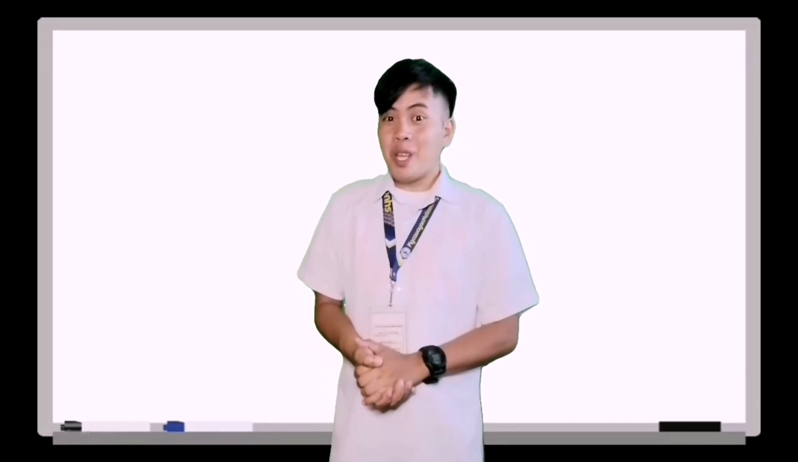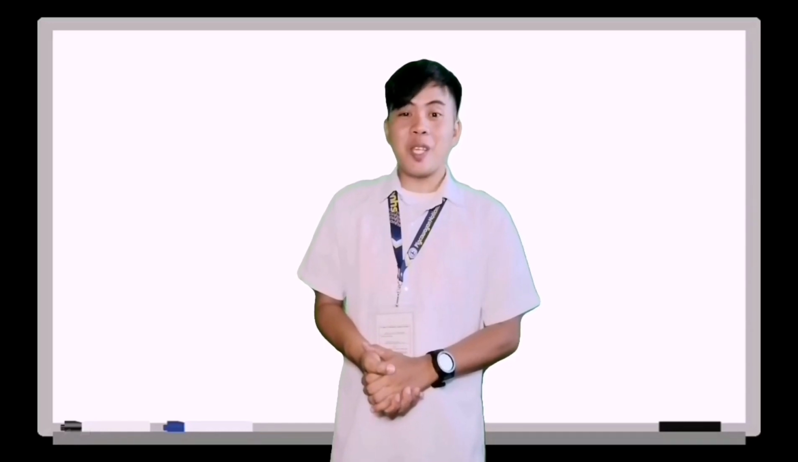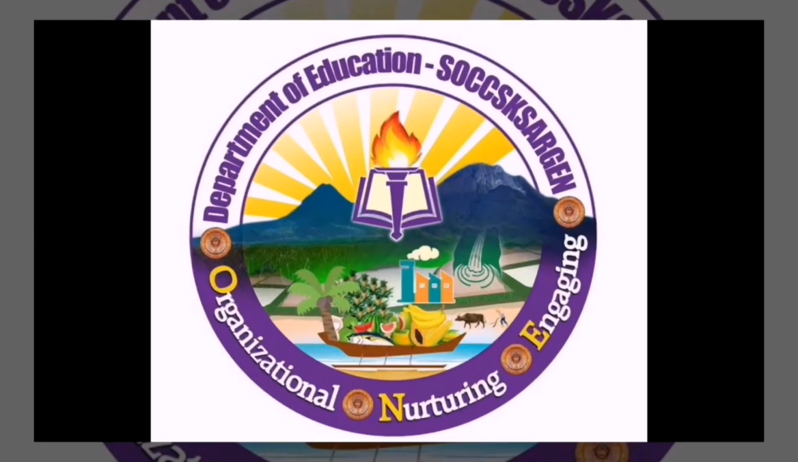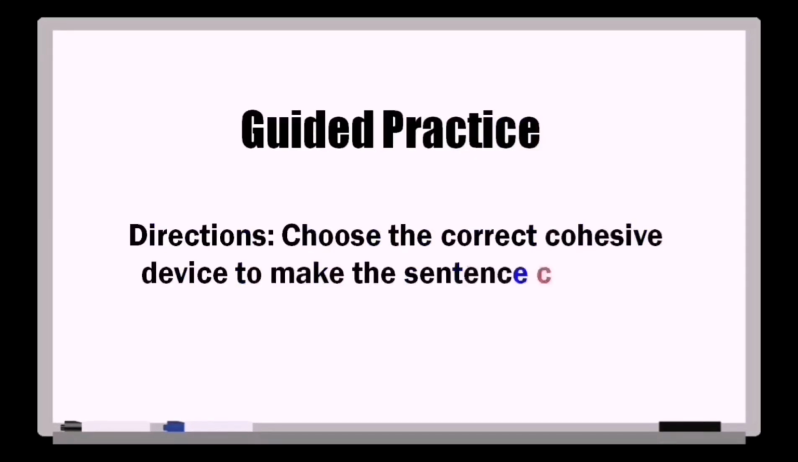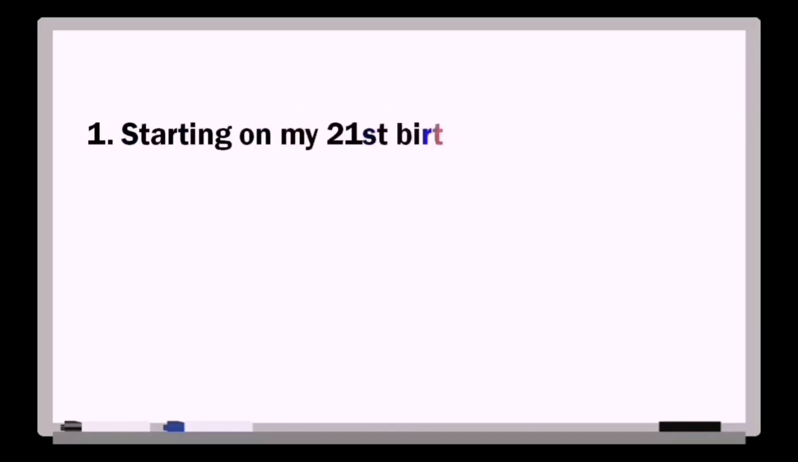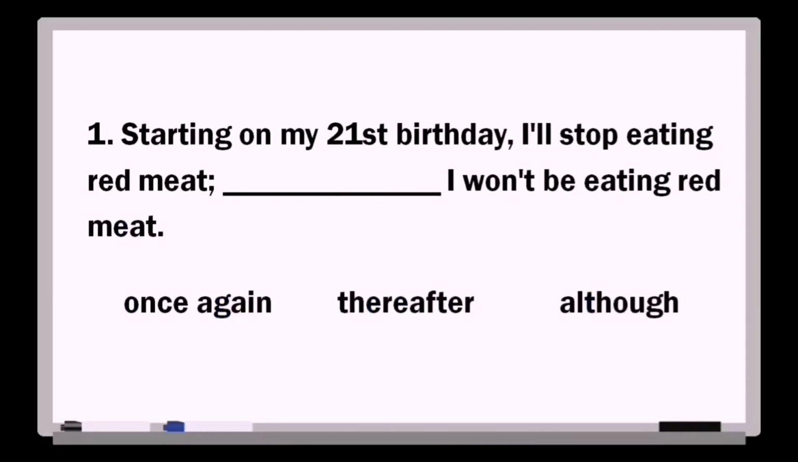Alright, it seems that you are now ready for more exciting activity. Come on, let us go ahead and do this. Choose the correct cohesive device to make the sentence complete. Let's start. Number 1. Starting on my 21st birthday, I'll stop eating red meat.